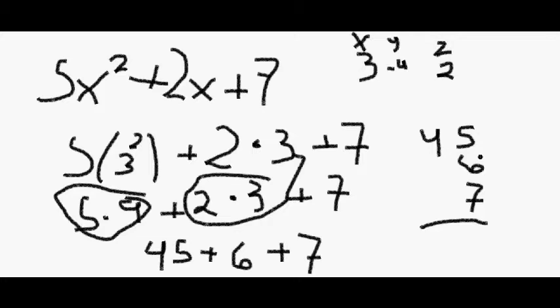So 40 plus 5 is 45. 45 plus 6 is 51. 51 plus 7 is 58. And that's all we had to do. Easy. Now numbers 50 to 61 could be a little challenging, but we can do it.